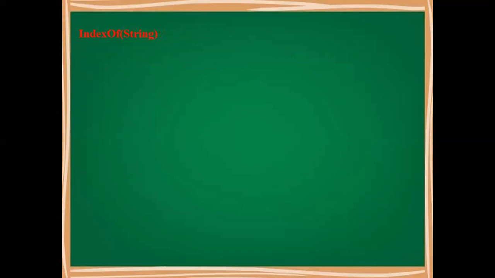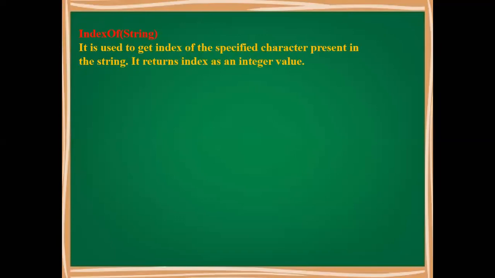Now, from today, we'll start learning the next function called index of. The name itself indicates that the function will find out the index number of the letter we have asked it to. So index is going to be a number. So obviously the return type of this function will be a number. It is used to get the index of the specified character present in the string. So we can identify which particular character is at which place. It returns the index as an integer value.